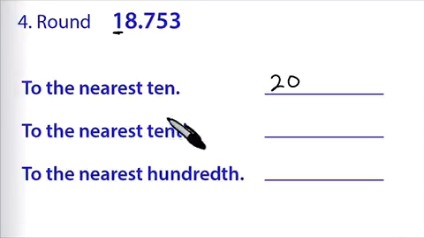Now to round it to the nearest 10th, and this 7 is in the tenths place, so we need to look to the digit to its right, and that's a 5, so that means we need to round up.